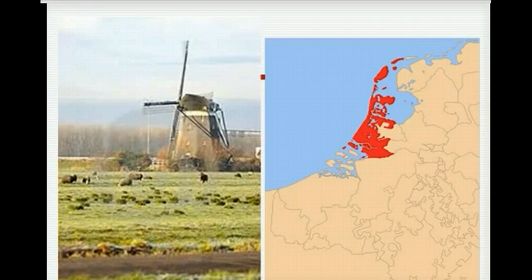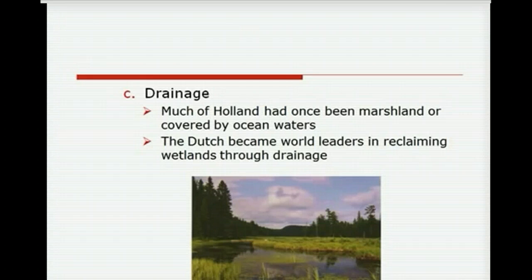And the first step in this, because the lowlands, we know, are below sea level, you can see on the map there, is going to be to drain water off of lands to increase the production of food by using this land to plant. So much of Holland had once been marshland or covered by ocean waters. The Dutch are going to become world leaders in reclaiming wetlands through the use of drainage, by taking, as you can see in this picture here, the water off the land so it can be used for farming. If you know anything about land that water's been sitting on for a long time, the soil underneath it is very fertile, very rich because of the nutrients left behind by the water.